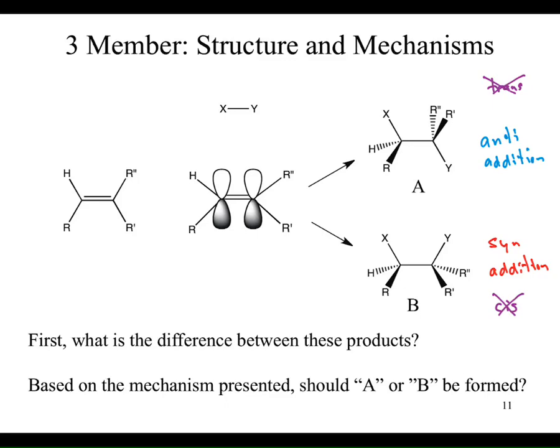Based on the mechanism, which should we get? When we run the three-membered, we should probably see a majority of A coming out of this because we first form that bond with X as our three-membered ring. Y then needs to come in from the back side of that ring structure to break it open. So we should expect to see the anti-addition in a full electrophilic addition reaction with three-membered transition states or three-membered intermediates.